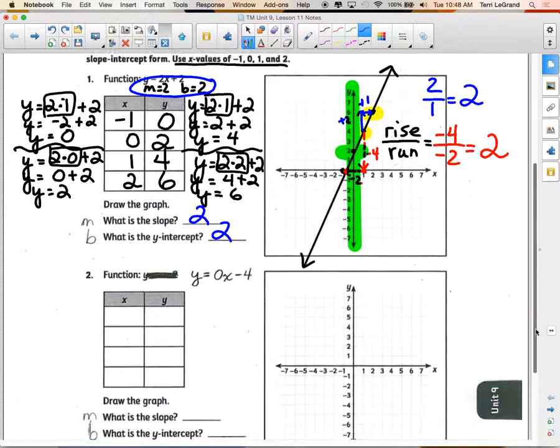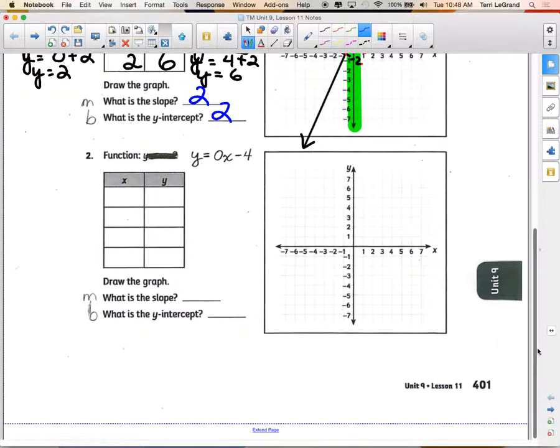Okay, let's try this next one then. I changed it. I crossed out and put a different one there. I put y equals 0x minus 4. So let's change that to add the opposite, because that's what we always do with subtraction. So change that to add the opposite first of all.